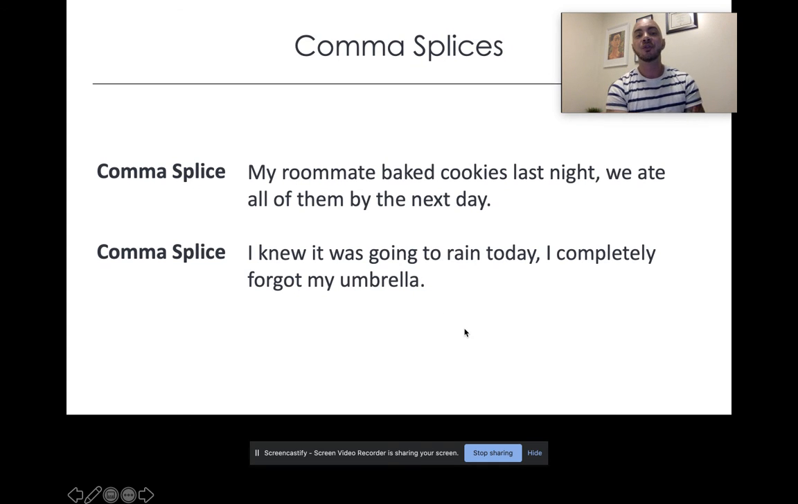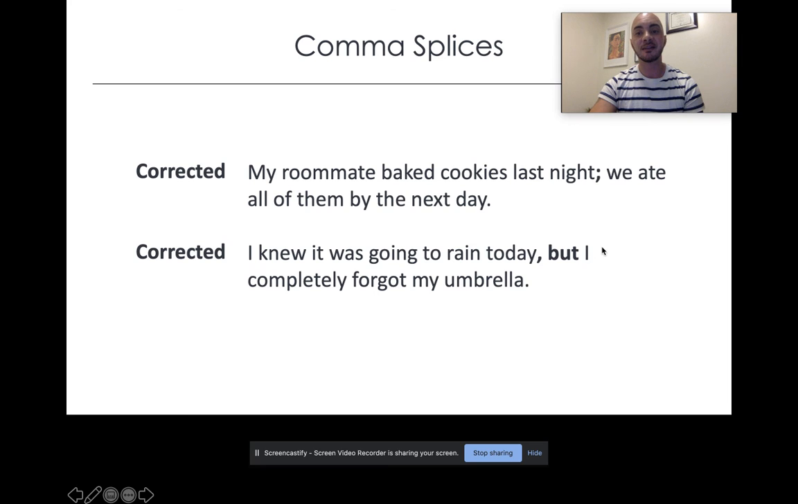Take a look at two examples of a comma splice. Remember, a comma splice is a run-on sentence in which the independent clauses are separated by just a comma. My roommate baked cookies last night, we ate all of them by the next day. And I knew it was going to rain today, I forgot my umbrella. We can correct those sentences by, in the first case, replacing that comma with a semicolon. And in the second case, keeping the comma but adding the word but. So those are two examples of how to correct comma splices.